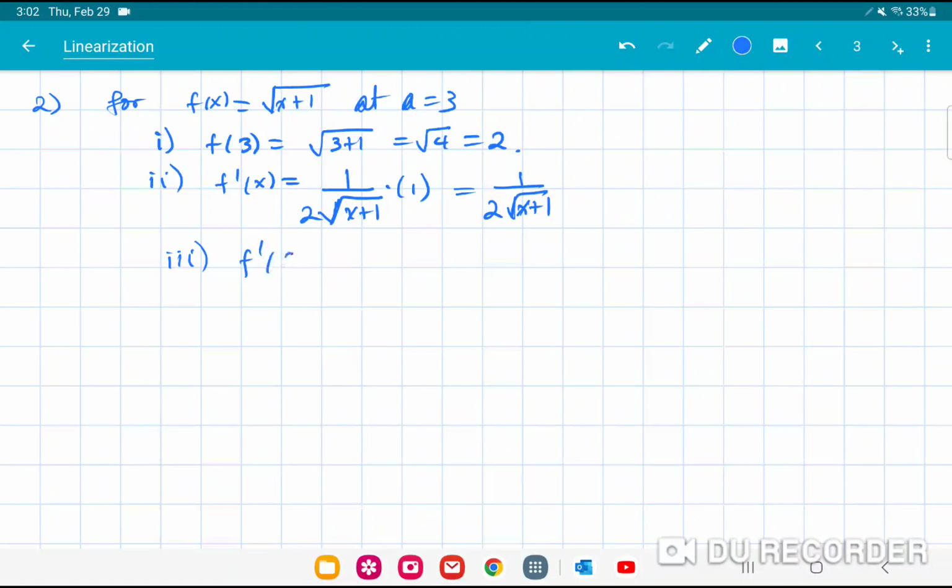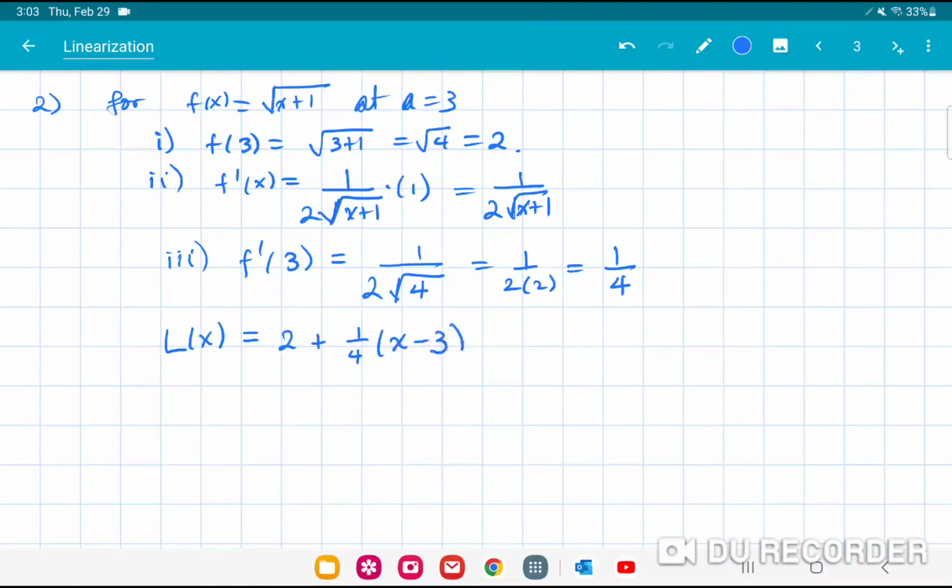Then you calculate f prime of 3. This is 1 over 2 times the square root of 4. This is 1 over 2 times 2, which is 1 over 4. I put square root of 4 because 3 plus 1 is 4. So that's our f prime of a. So the linearization is f of a plus f prime of a times x minus a. And that's the final answer. It's kind of simple here.